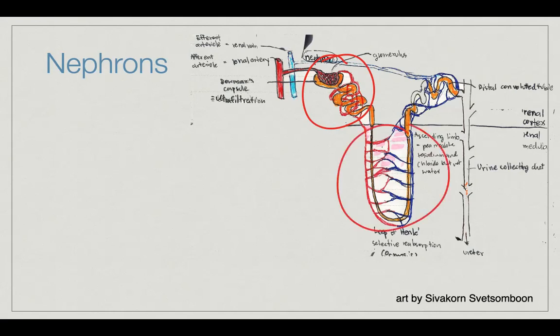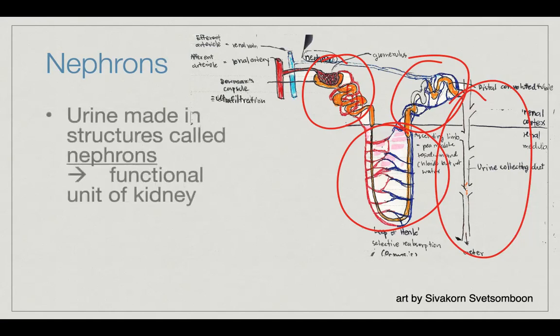You've got the loop of Henle here. This is where you concentrate the urine and selectively reabsorb more water. You've got the distal convoluted tubule, which again is fancy medical speak for the twisted tube that's far away. And then finally, you have the collecting duct, which leads to the ureter. I'll go through all of those parts, and each of these parts has a specific role to play in the formation of urine.